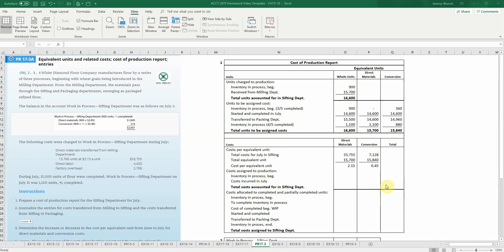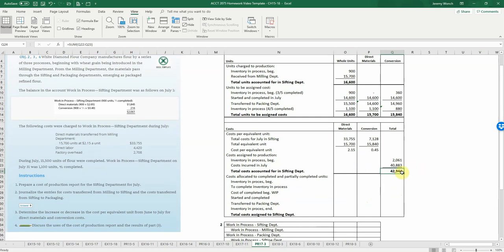For our costs assigned in production, our beginning inventory cost is given to us right here at 2061, and then cost incurred during the month, we got our direct materials of 33,755 and our conversion cost of 7128. And so the total cost to be accounted for during the month is 42,944. So these are the total costs we need to account for.